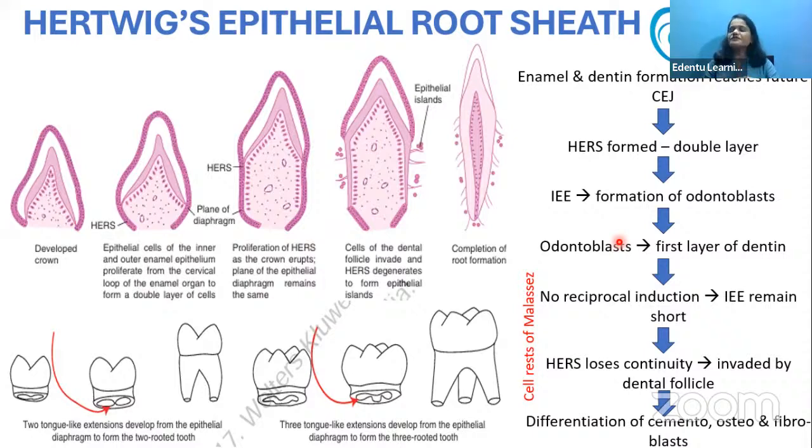But when the first layer of dentine is formed here, it will not induce the inner enamel epithelial cells. In the crown part, once the first layer of dentine is formed, because of the reciprocal induction, it will induce the inner enamel epithelial cells to become ameloblasts, and ameloblasts will form enamel. But in the root section, it is a completely different mechanism. Here there is no reciprocal induction happening. The inner enamel epithelial cells will remain short only. They will not become tall columnar.